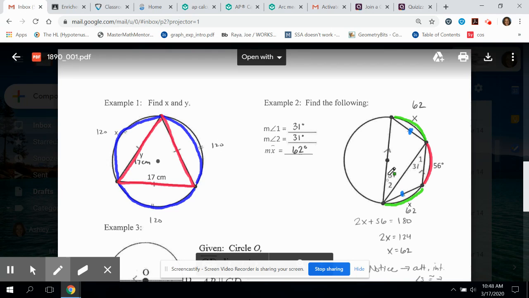I notice that this is the center of the circle. I'm not trying to trick you there. So this is a diameter. Therefore, this semicircle adds up to 180. So you can set that up algebraically. You could say x plus 56 is 180. You could have subtracted the 56 from 180 and divided by 2. Either way, I know that these leftover green arcs, or the measure of arc x, is 62 degrees.